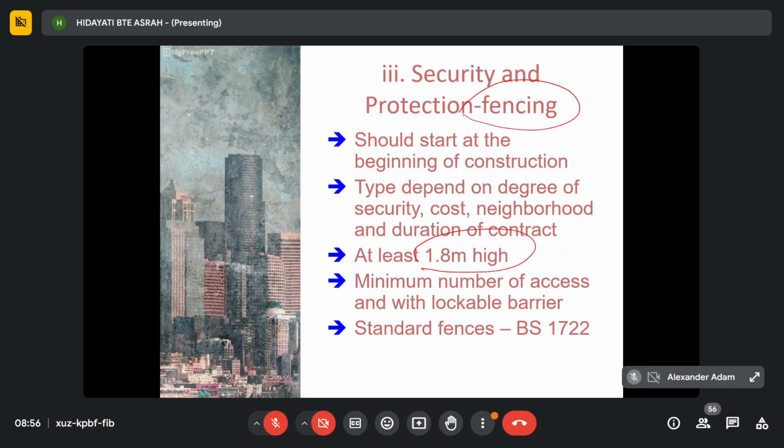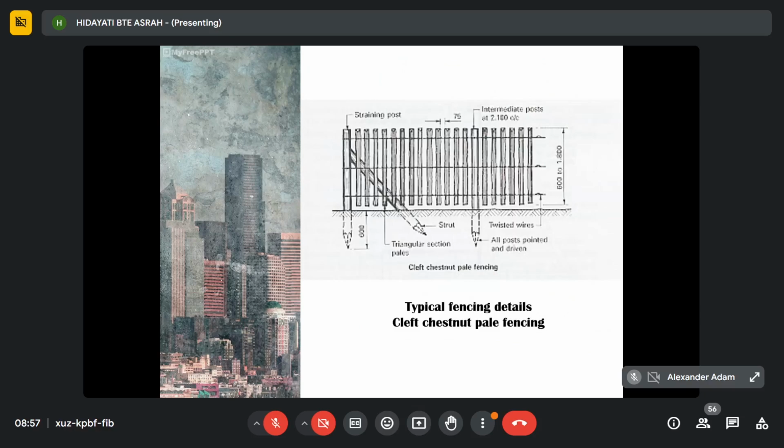Okay, and also it should have a minimum number of access, and you should have a lockable barrier, because you want to prevent thieves. So that's why you need to put minimum access, and you have to lock the fence. For the standard fences, you can refer to BS 1722, that is the British standard, if you want more information. So we look into some examples of fencing.